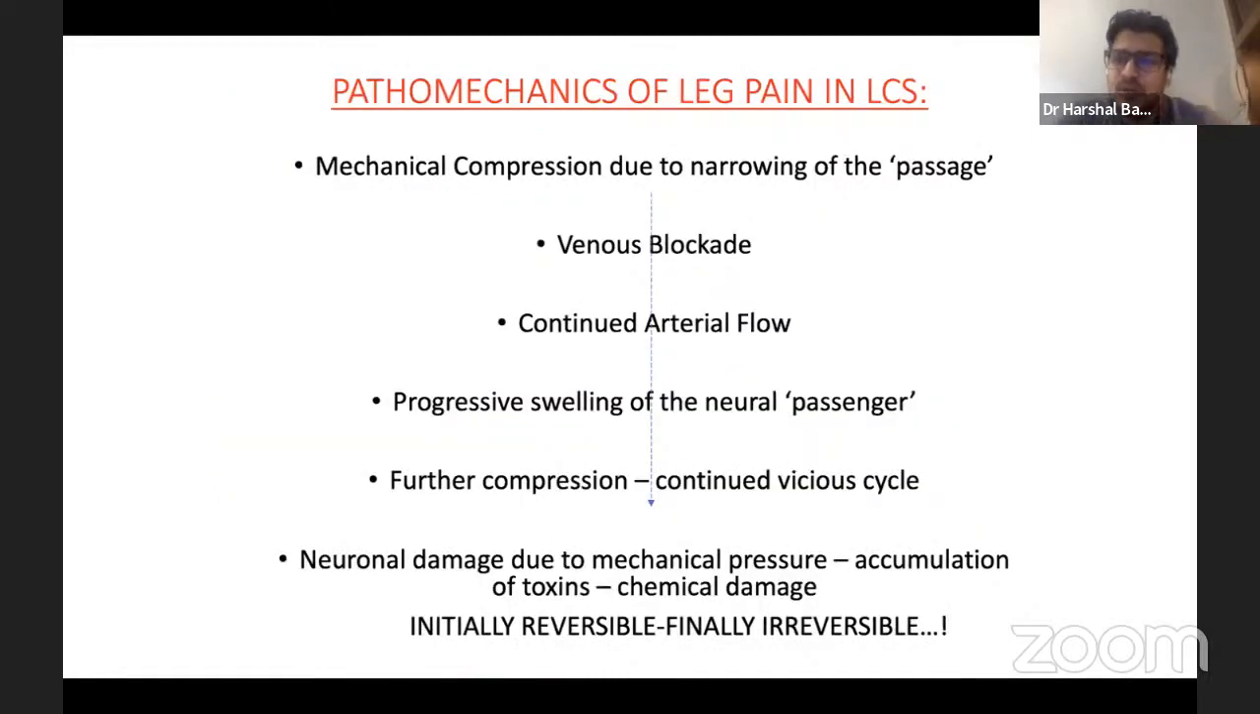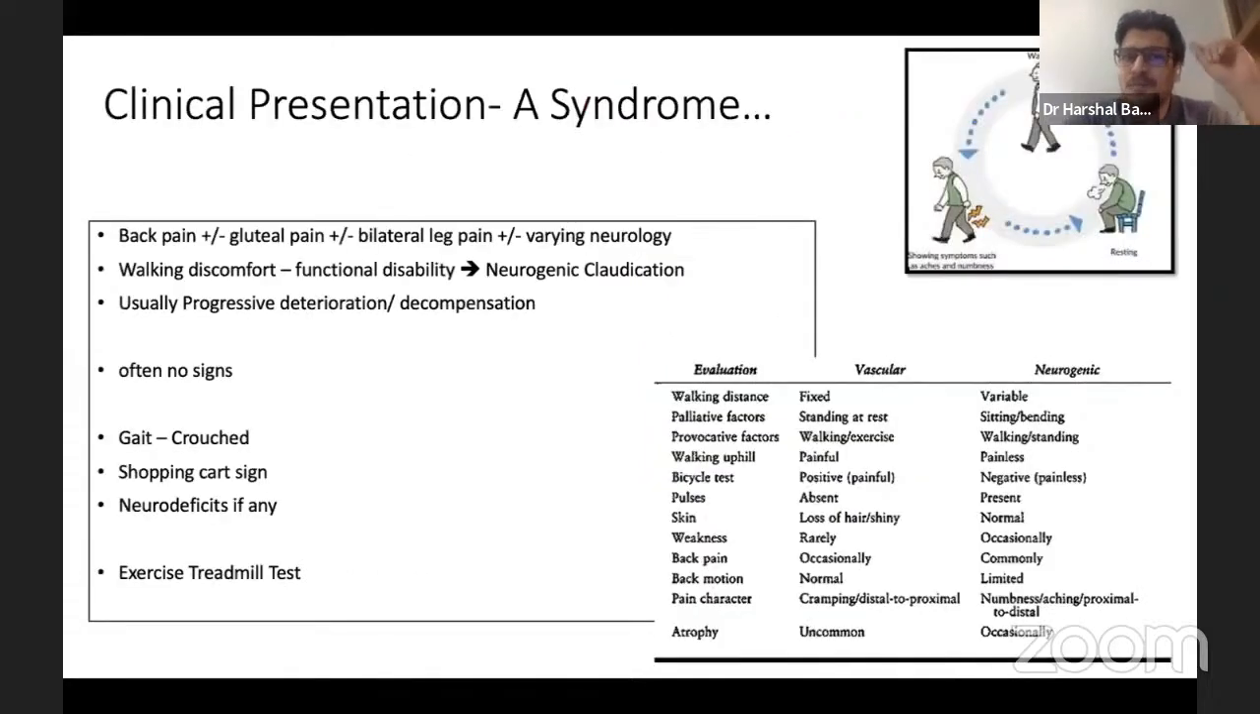Pathomechanics, as we discussed just now, there are three aspects to it. One is mechanical compression of the nerve roots in the cauda equina, the vascular events which happen because of the compression, and chemical events. So the toxins which are accumulated lead to the classical leg pain in the lumbar canal stenosis. There are many such theories, but nothing has been significantly proven. But for us, the important part is that it is a clinical syndrome. Patients have a mix and match of these symptoms: back pain, gluteal pain, bilateral leg pain, and variable neurology.